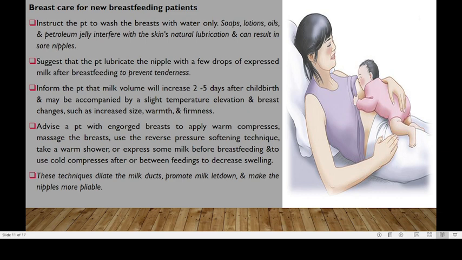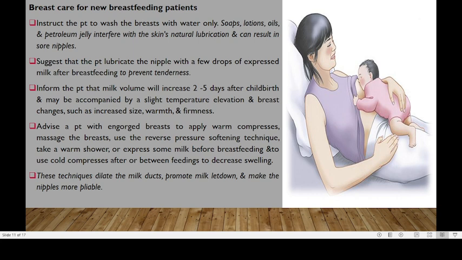Let's look at the breast care for new breastfeeding patients or mothers. You have to ensure that as a nurse, you instruct the patient to wash the breast with water only. Remember, soap, lotions, oil, and petroleum jelly can interfere with the skin's natural lubrication and can result in sore nipples. You could suggest that the mother lubricate the nipple with a few drops of expressed milk after breastfeeding, and this is mainly to prevent tenderness.